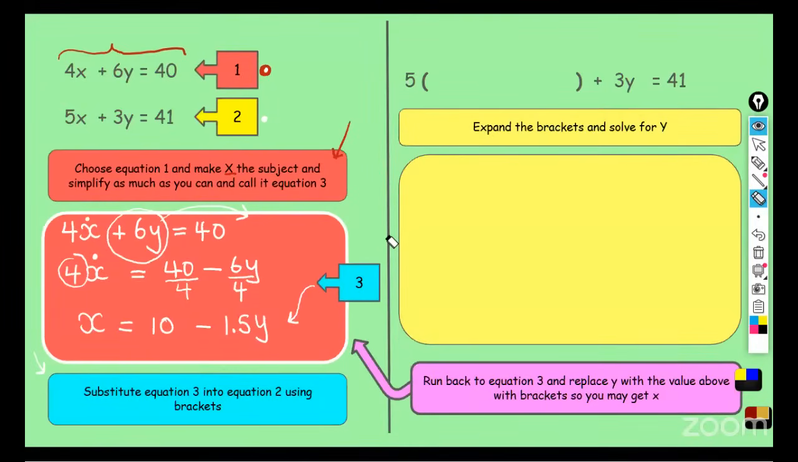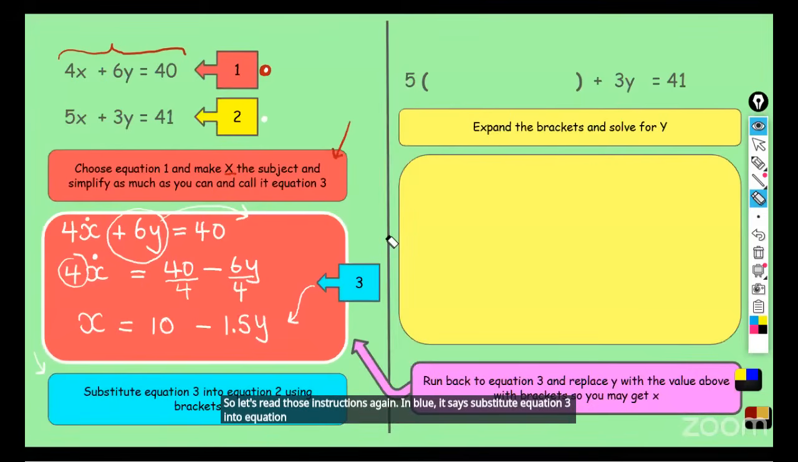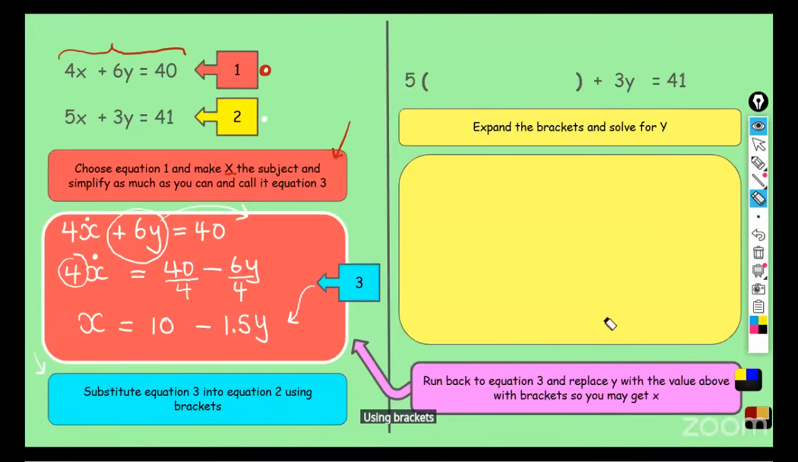So let's read those instructions again. In blue, it says substitute equation 3 into equation 2 using brackets. Now, what does that mean? Let me explain what x equal to 10 minus 1.5y means. Anytime you see an equal sign in maths, you know what that really means?